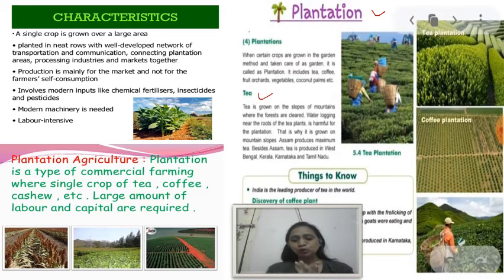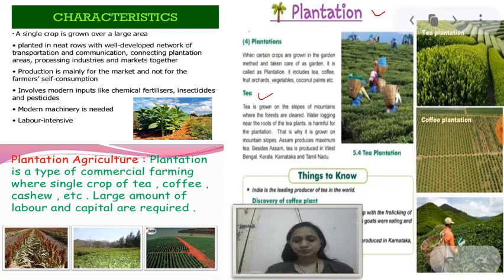That is very important in the plantation of the tea. That's why it is largely produced in Assam. Assam is the largest producer of the tea. Other than Assam, the tea is produced in Kerala, then West Bengal, Karnataka and Tamil Nadu.